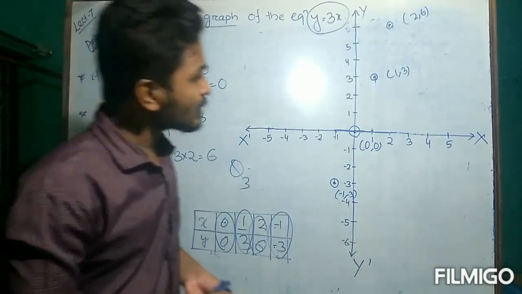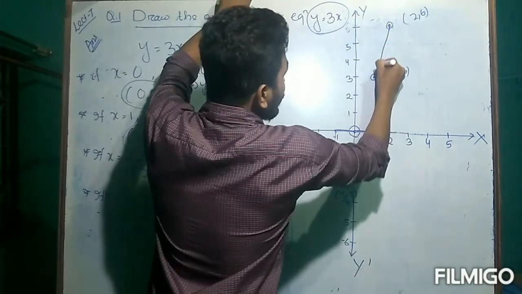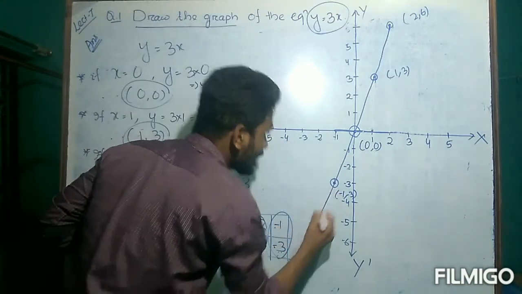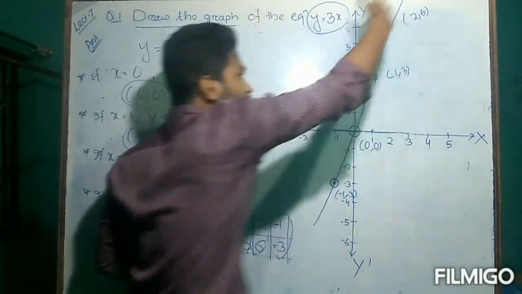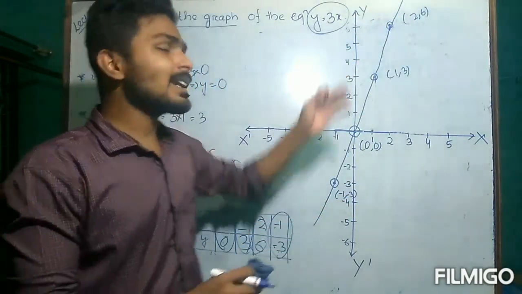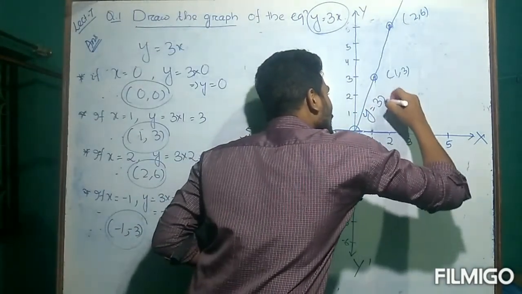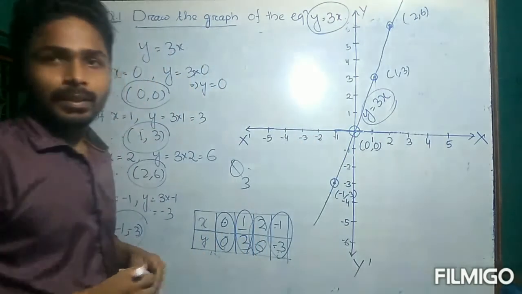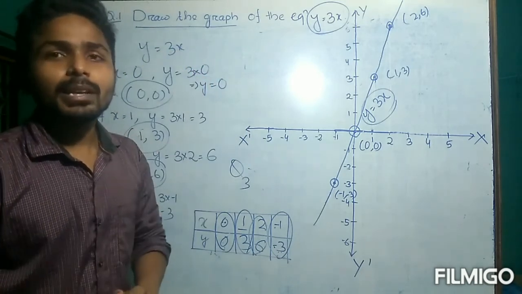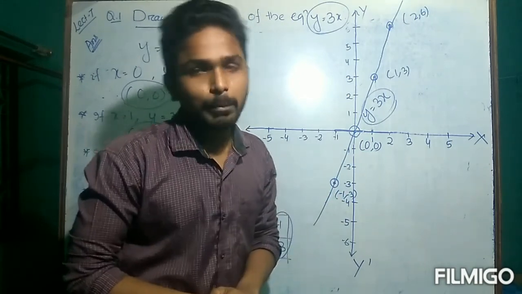Okay. Next task is to join all these points. So let's join them. So we have to join all these points. Now you can extend this line in both directions, so that finally you get a straight line. Now this straight line represents the linear equation y is equal to 3x. Understood? So in this way you can draw the graph of the linear equation, and the graph of a linear equation is always a straight line. You have to keep that in mind. Okay.